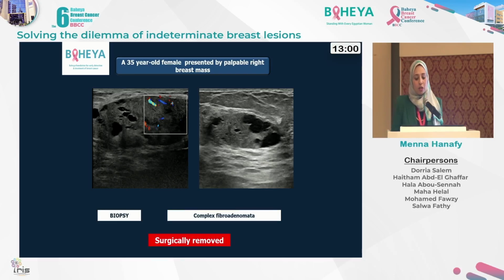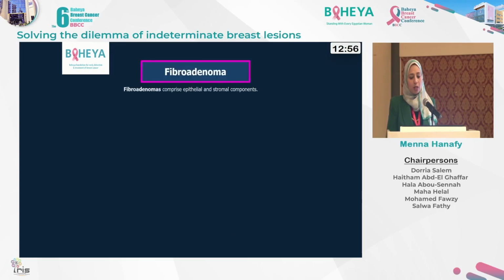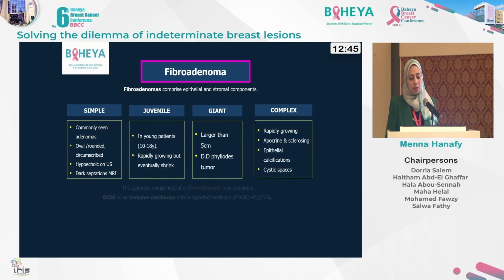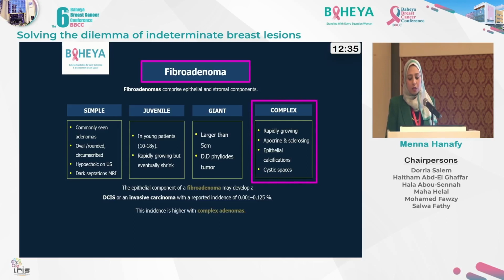Once the pathology result is complex fibroadenoma, it should be surgically removed, as fibroadenoma comprises epithelial and stromal components. Its pathological subtypes are simple, juvenile, giant, and complex. The epithelial component of fibroadenoma may develop DCIS or invasive carcinoma with a reported incidence of 1 in 1,000. This incidence is higher in complex fibroadenomas.